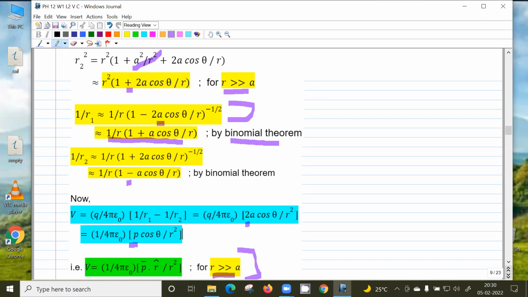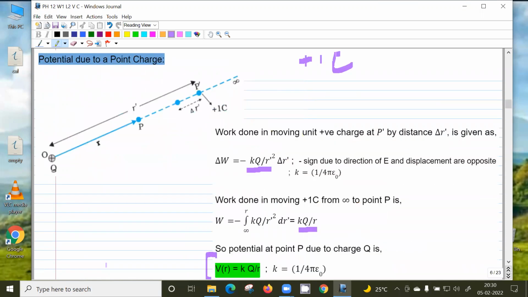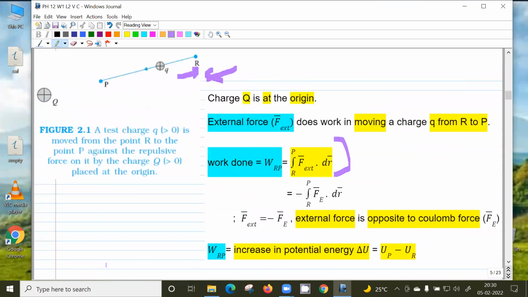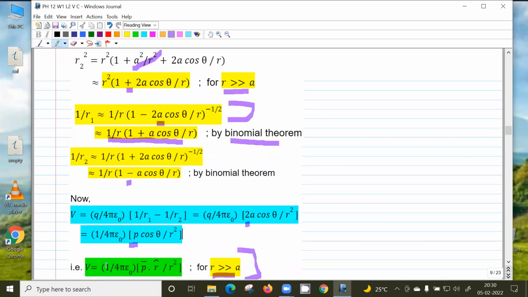So this formula you have to remember. Whatever I highlighted in green, they are all formulas which you have to remember. There is no option for that. You have to remember all these green boxes. They are formulas.